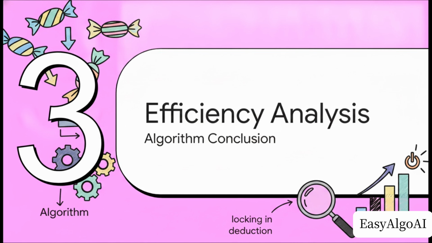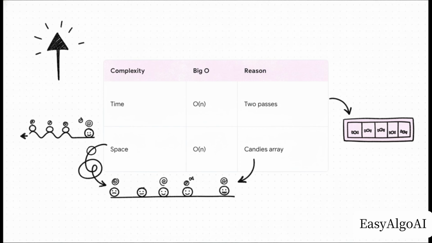Now, let's talk about the raw efficiency. Because we only traverse the array exactly twice, once forward, once backward, our time complexity is an incredibly elegant O of n, scaling perfectly linearly with the number of children. And this is safely matched by an O of n space complexity, which is simply what we need to store our separate candies output array.